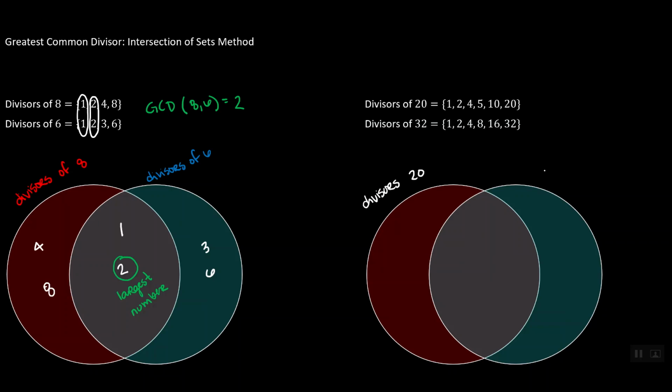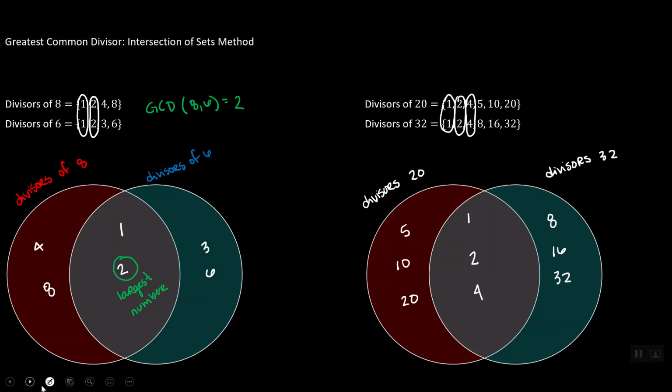So I'll put the divisors of 20 in the red circle, divisors of 32 in the blue circle. Checking for anything in common, they both have 1 as a divisor, they both have 2 as a divisor, they both have 4 as a divisor. 20 also has the divisors 5, 10, and 20. 32 also has the divisors 8, 16, 32. Looking at our list of divisors in the intersection, I'll pick out the largest number.